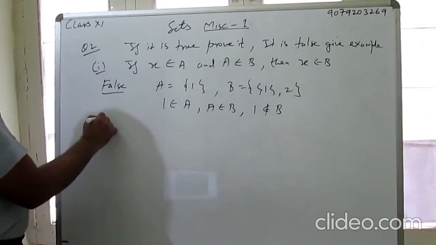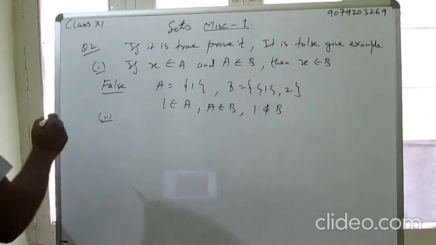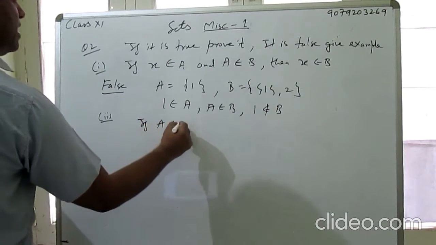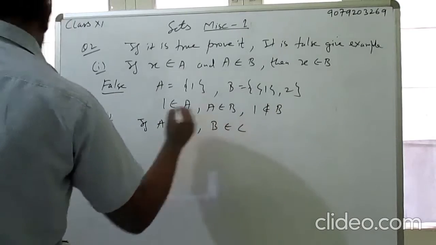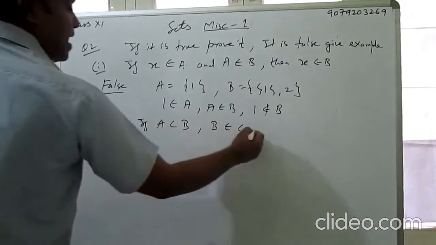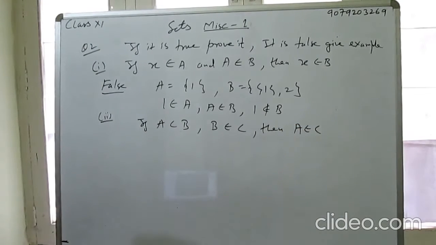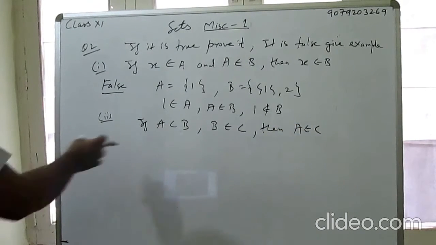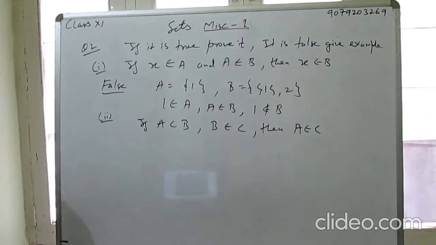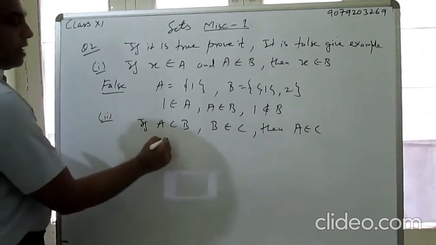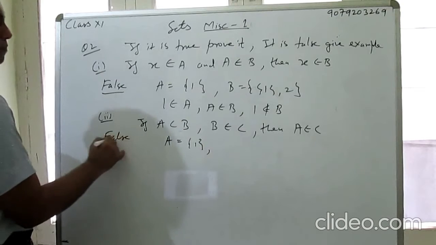सेकंड पार्ट लेते हैं. I will take second part. If A is a subset of B and B belongs to C, then A belongs to C. It is true or false? A is a subset of B हो जाएगा, B belongs to C हो जाएगा, पर A belongs to C नहीं होगा. एक एग्जांपल लेते हैं. A कोई सेट लीजिए {1}. It is false. I prove it with example.